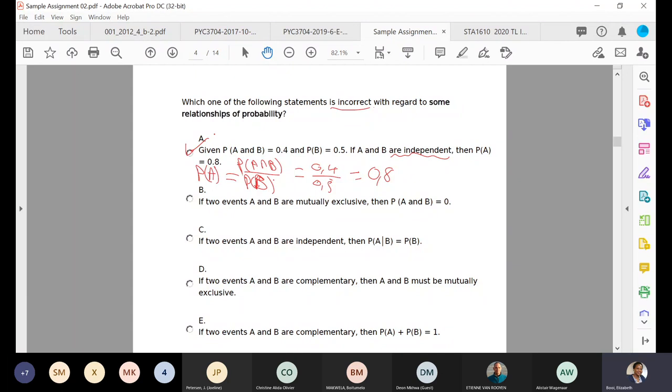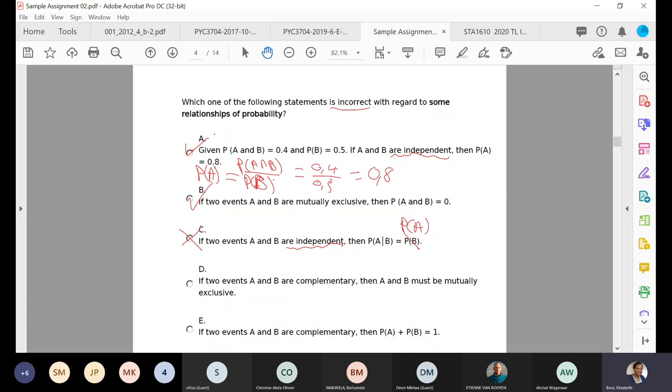Mutually exclusive events means they cannot both happen at the same time. And if they can't happen together, then the probability of a joint event will be zero. So that is correct. If two events are independent, now we're back to independent. Do you still remember? It means the events A and B have no influence on one another. So if I need to calculate the probability of A given that B already happened, what will be that probability if they have no influence on each other? It will be the probability of A. So therefore, this is the incorrect one.